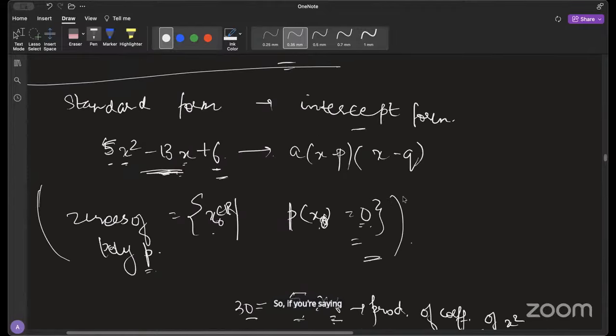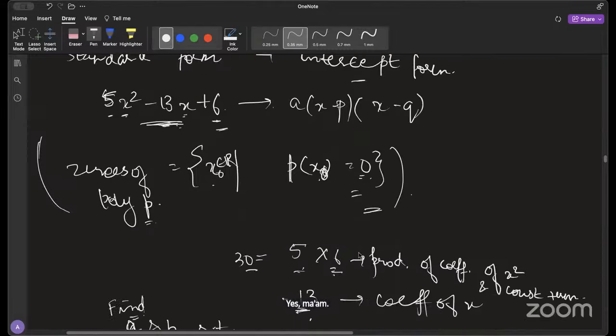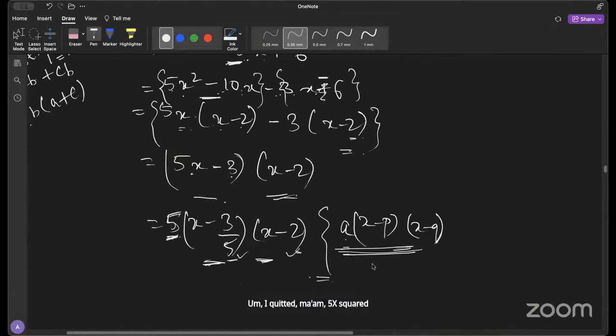So if you're saying that, what was your question? Ma'am, I equated 5x square minus 13x plus 6 is equal to a into, in bracket x minus 2 and in second bracket x minus 3 by 5. Ma'am, from where can we find a? You don't have to do all that. You can just, if you've already done this till this part, then why do you need to find it?